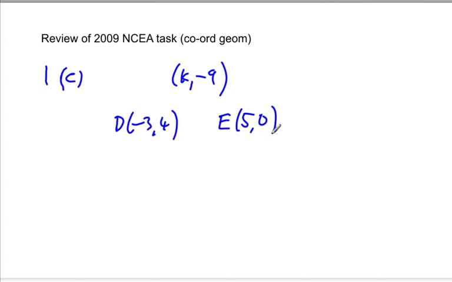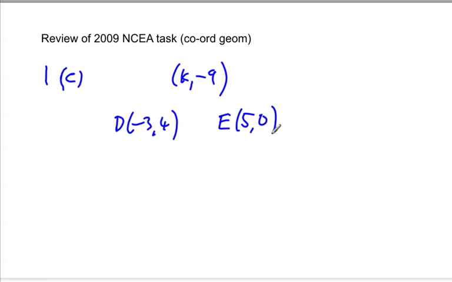So straight away, this is what you're meant to say to yourself: if we join D and E together, then we get this line with a certain gradient, okay? If (k, -9) is on that line, then the gradient from our (k, -9) point to either one of these must be the same gradient, because it's on the same line.